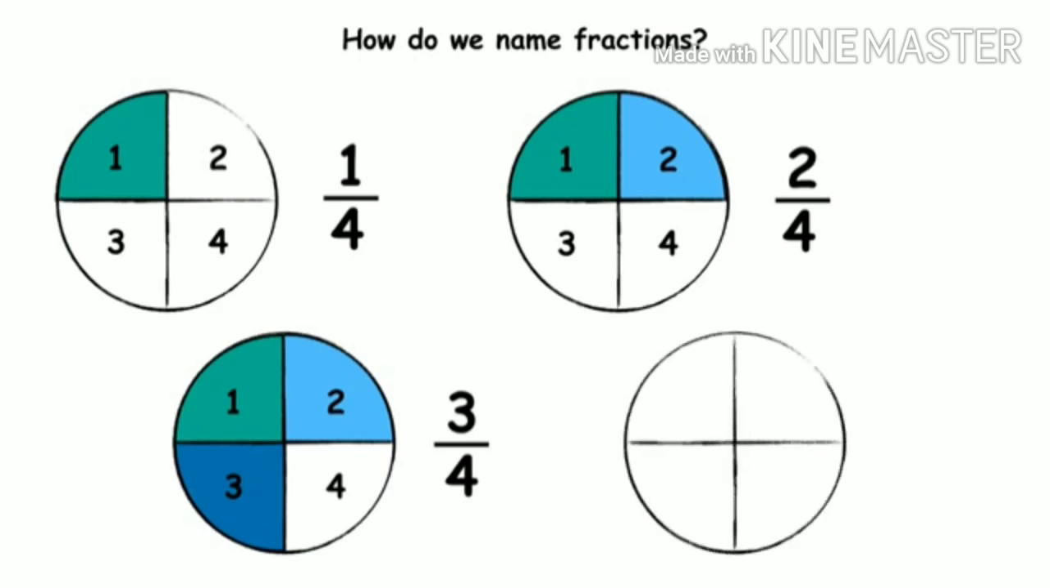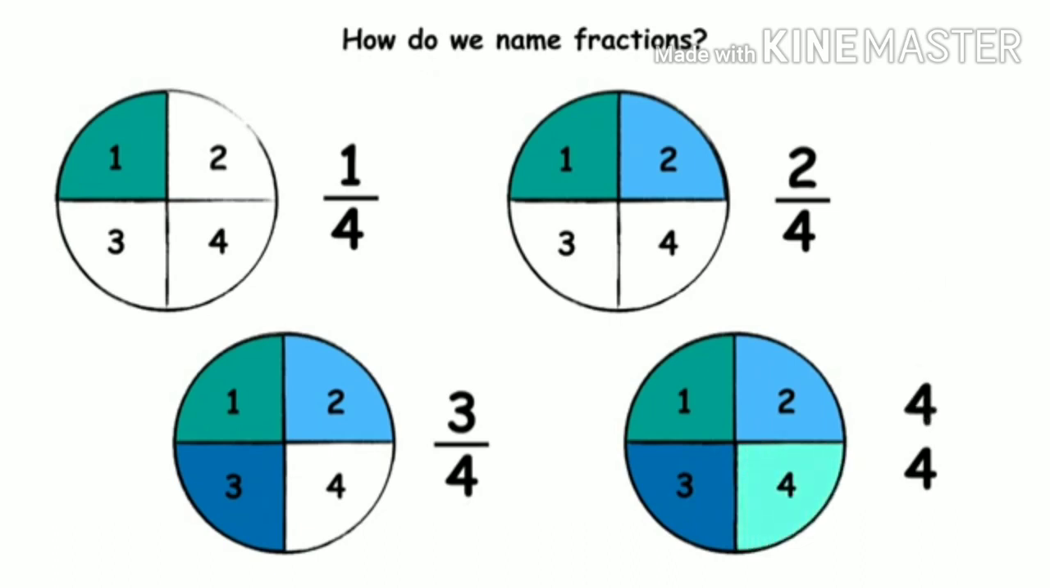And this circle has also been cut into 4 equal pieces. There are 4 pieces in total. I am going to colour in 4 of the 4 equal pieces. I have coloured in 4 pieces out of 4. When we have 4 pieces out of a possible 4, we have 4 quarters, which is the same as 1 whole.